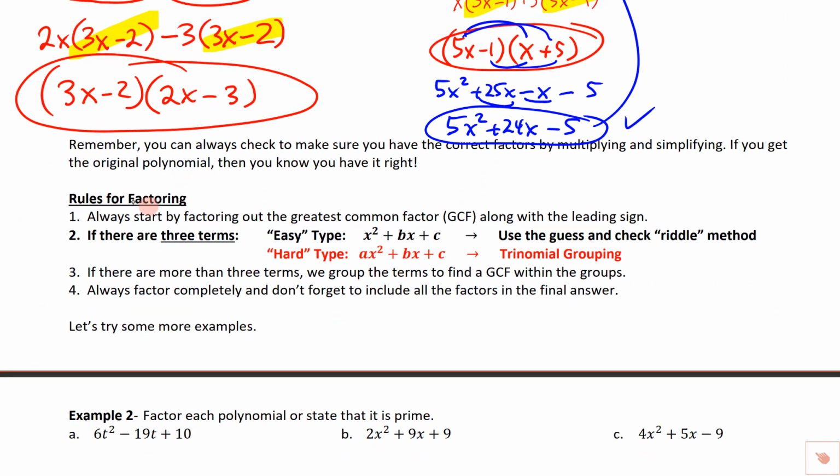So here are the rules. Number one, always take out the GCF. That's always going to make our work easier. If there are 3 terms, and this is what we worked on yesterday and today, if it's the easy type, we use that guess and check riddle method. If it's the hard type, then we use trinomial grouping. Okay, that's what we're learning today, this highlight in red. If there's more than 3 terms, then we group them together and we find the GCF within the terms, so we use that grouping technique. And we always want to factor completely. Always factor completely, and don't forget to include all the factors in the final answer.